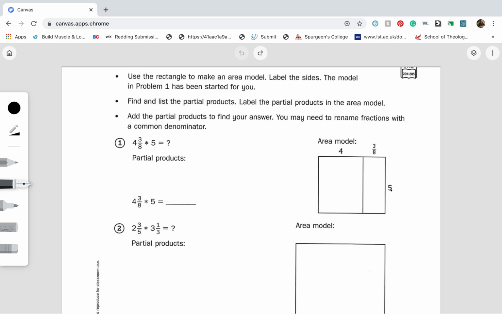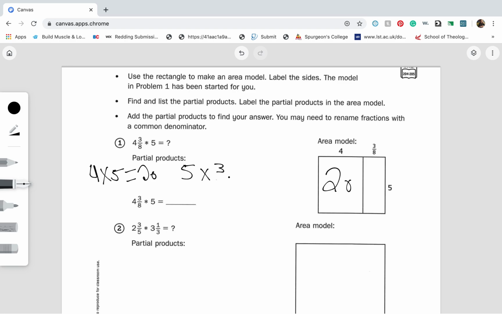So first I'm going to do 4 times 5, that's equal to 20. I'm going to put my partial product over here as I go. So I did 4 times 5, that's equal to 20. And then 5 times 3/8. I'm going to actually put this here first.